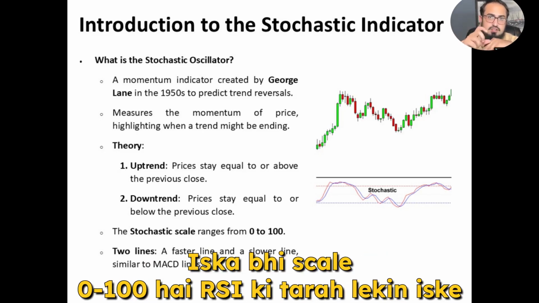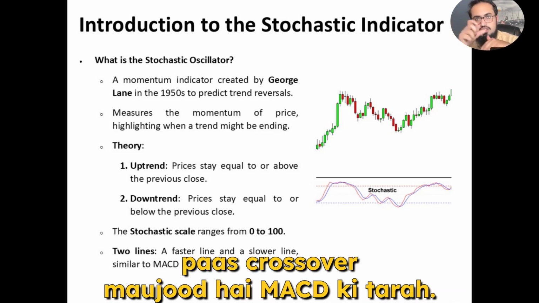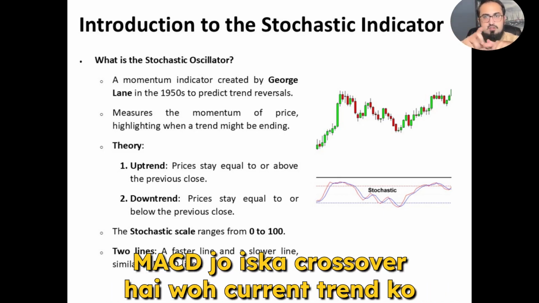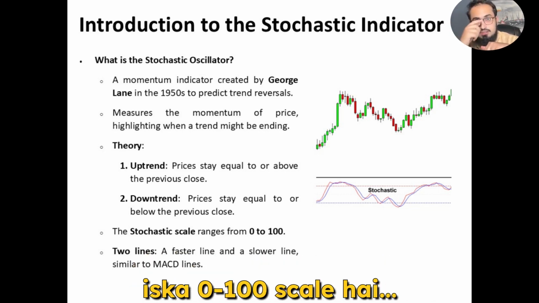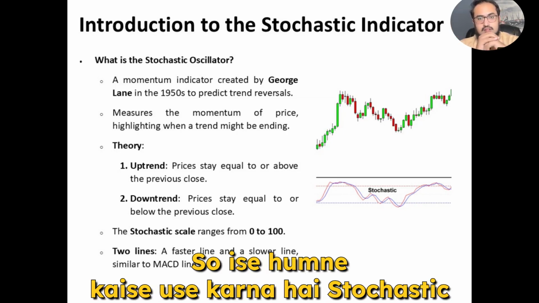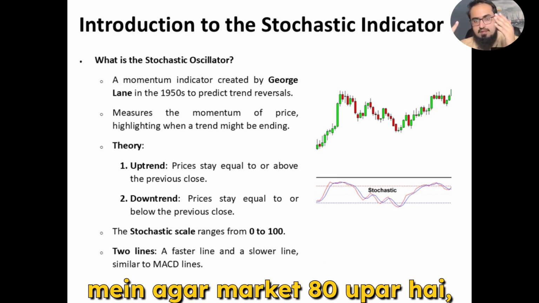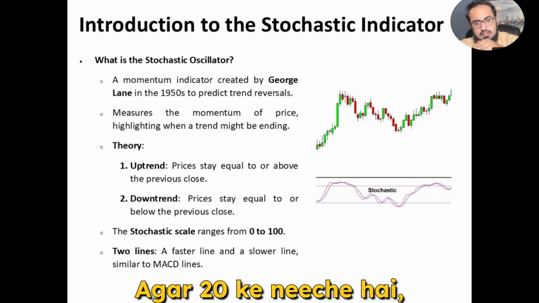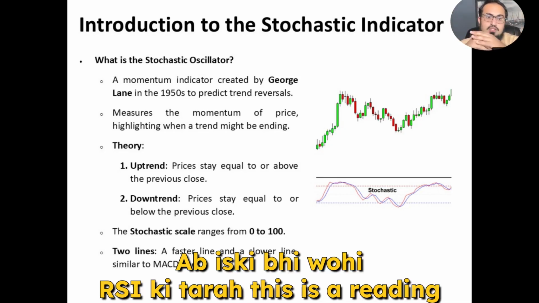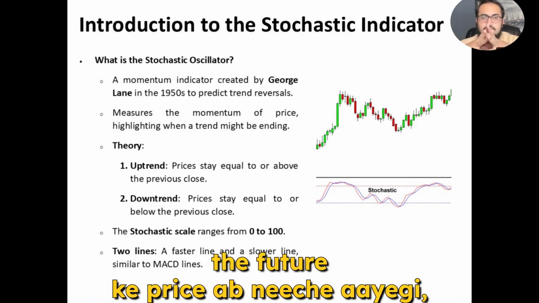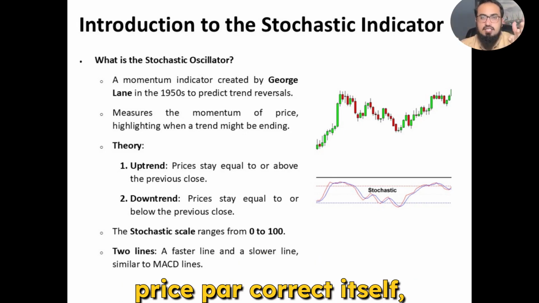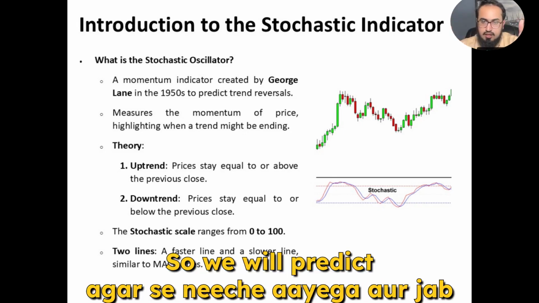Its scale is also 0 to 100 like RSI, but it has a crossover present. Like MACD, its crossovers indicate the current trend, and on a 0 to 100 scale, it indicates overbought and oversold conditions. So how do we use it? In stochastic, if it's above 80, the market is overbought. If it's below 20, the market is oversold. Now, like the RSI, this is also a leading indicator. When overbought, we use that to predict that the price will come down in the future, with a retracement or a reversal.